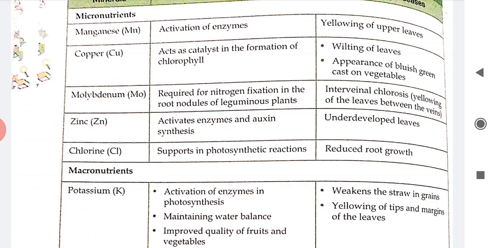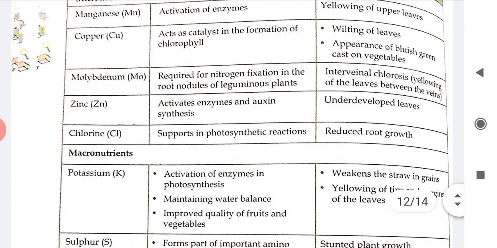Now the third one is molybdenum, required for nitrogen fixation in the root nodules of leguminous plants. Yes, in leguminous plants, you know that several plants are there in which nitrogen is fixed. So it is required for nitrogen fixation. Its deficiency disease is interveinal chlorosis, yellowing of the leaves between the veins. You know that in the leaves, in the central line there is a vein, and it causes the yellowing around that vein.